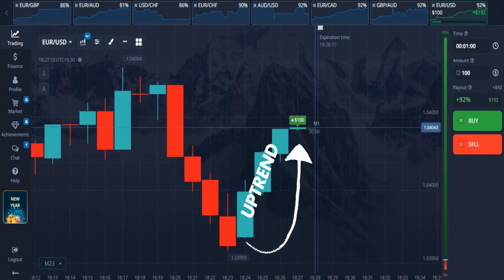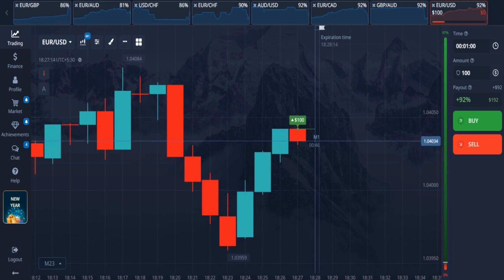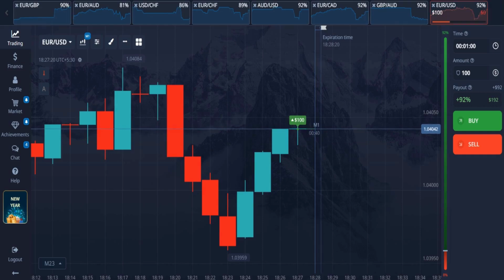Follow the trend. Always trade with the trend and avoid trading against the trend. Use support and resistance levels. At a support level, look for buy trades. At a resistance level, look for sell trades. Use a 1-minute candle time frame and set the trade expiry to 1 minute.